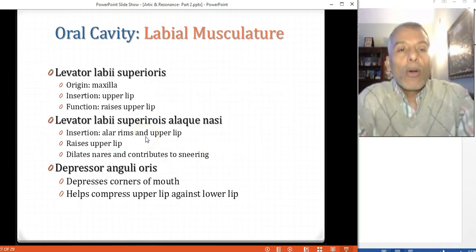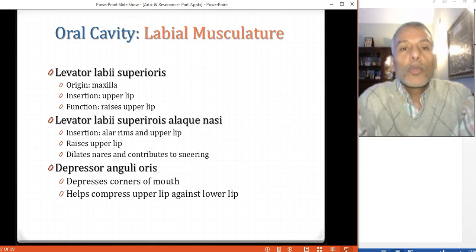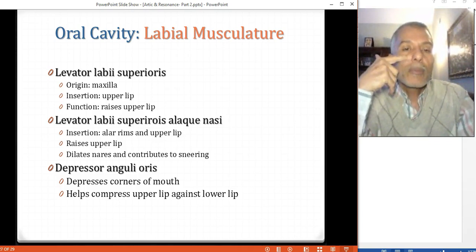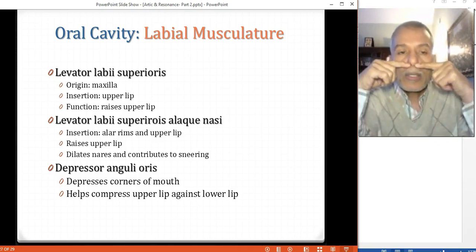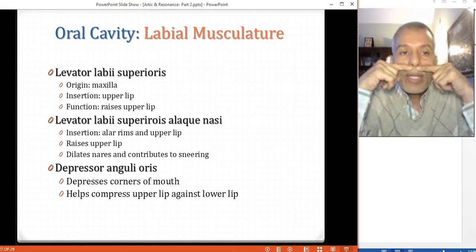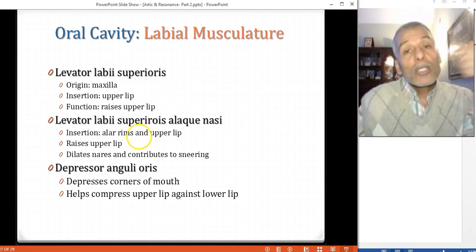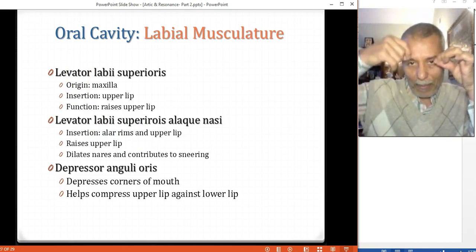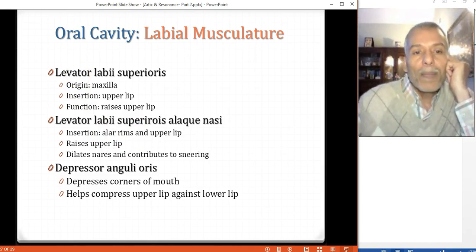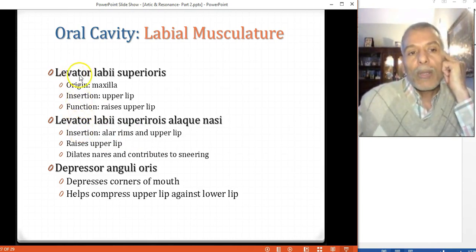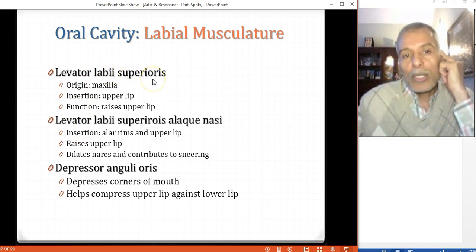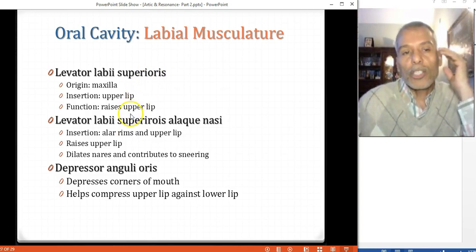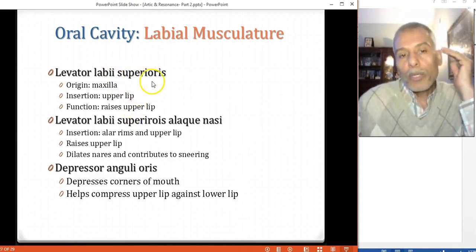The levator labii superioris, the word superioris means above. So you look at the muscles above the upper lip. And levator means to lift up. So basically the muscle that lifts up the upper lip. And also this muscle, levator labii superioris, there are two muscles that are close in origin and function.